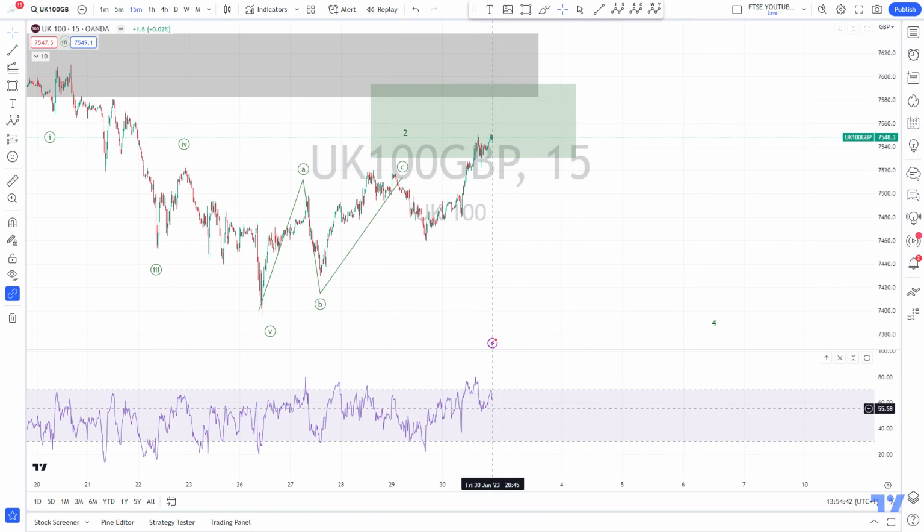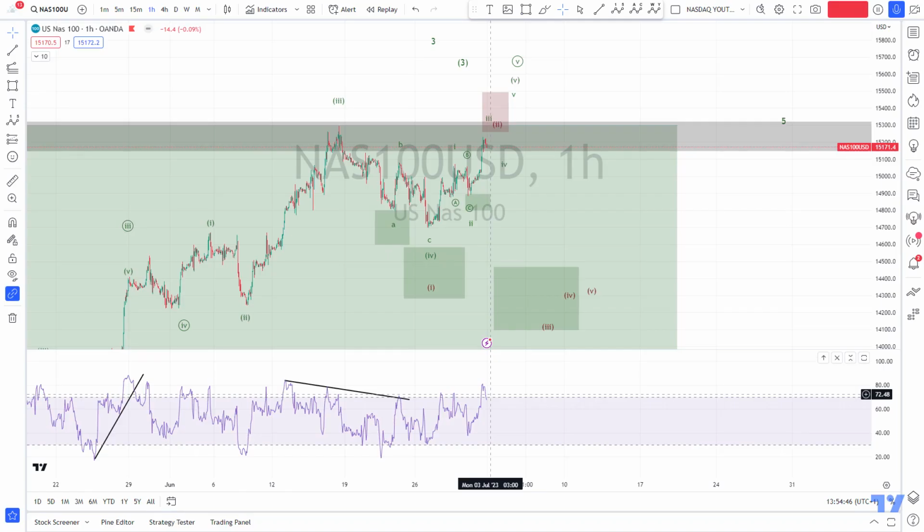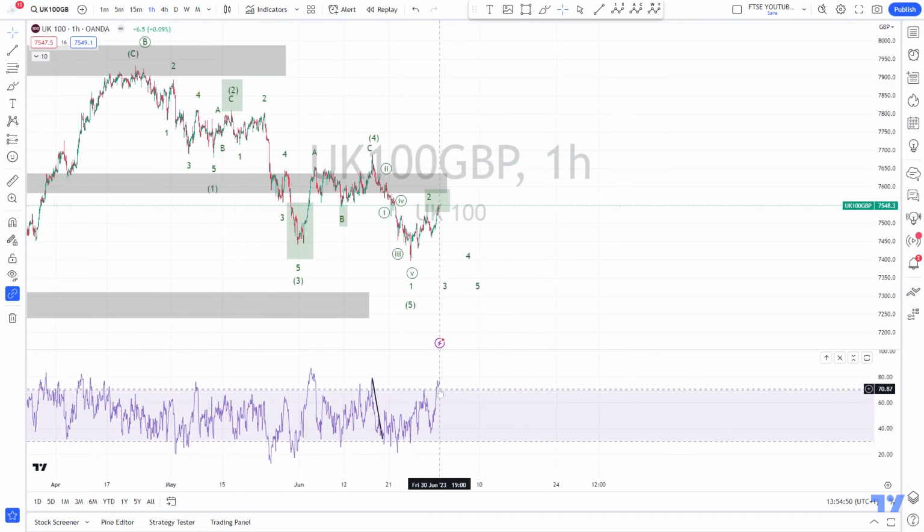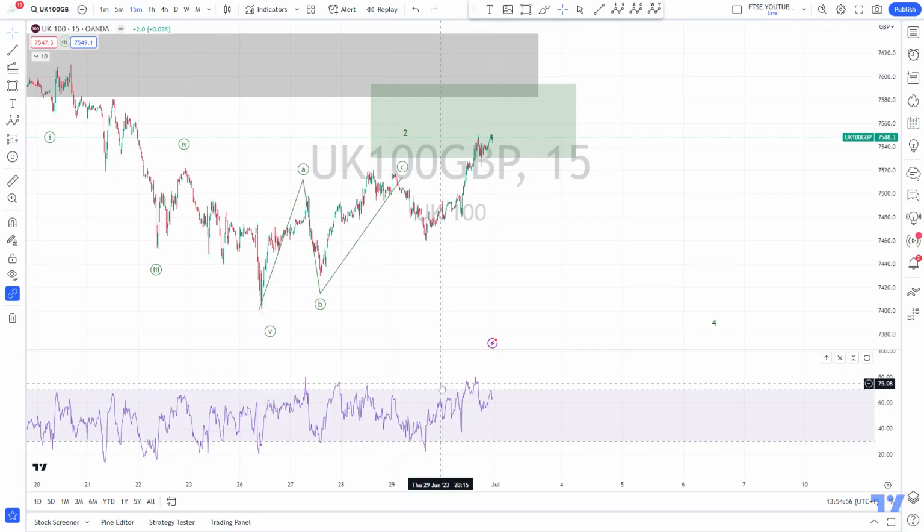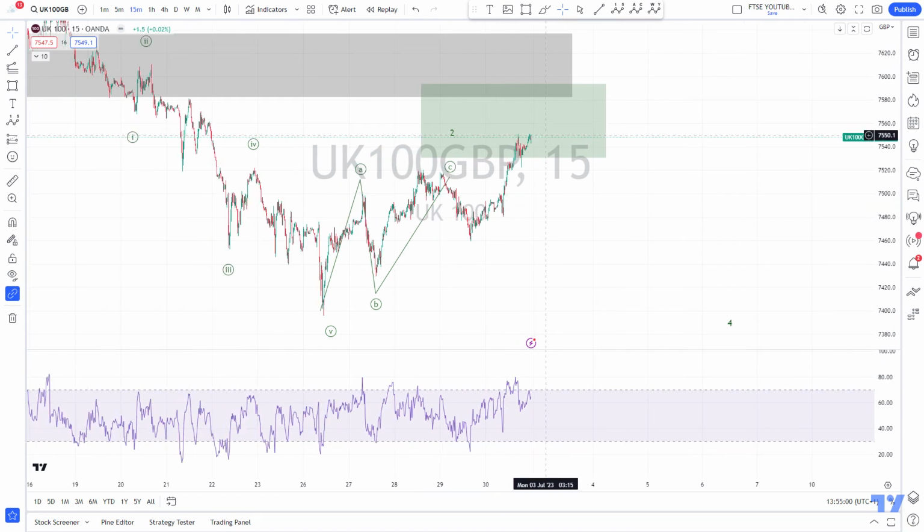Now we start to see some divergence here, but in the 1 hour, look at this. This is not over yet, if you ask me. So we entered the relevant area, but that does not mean that you have to go short immediately. Conditions should be fulfilled, and the conditions are that you see 5 waves up that end with divergence. And look at this, this took out all the divergence.